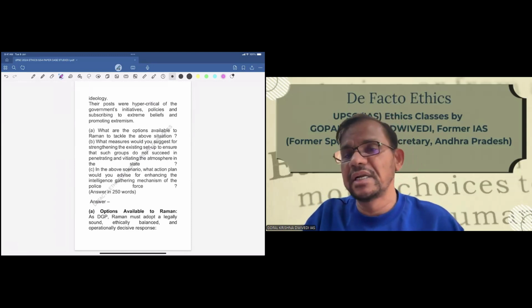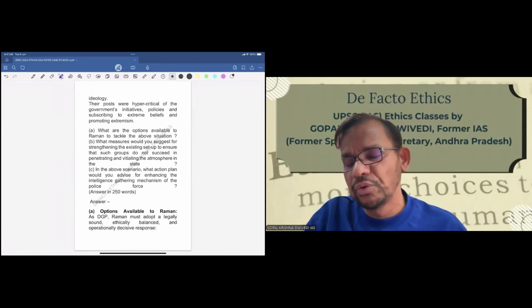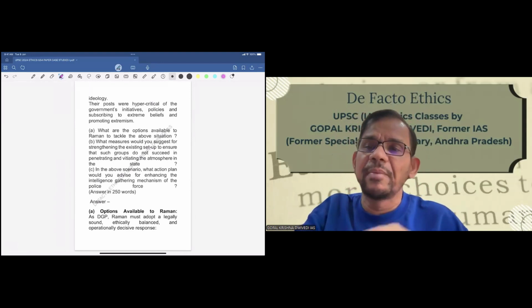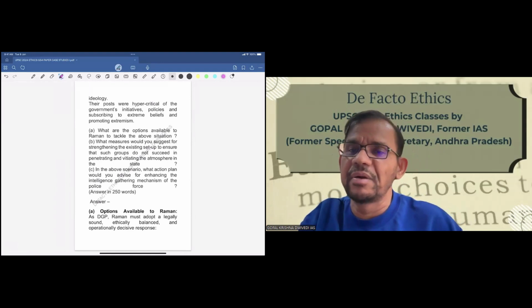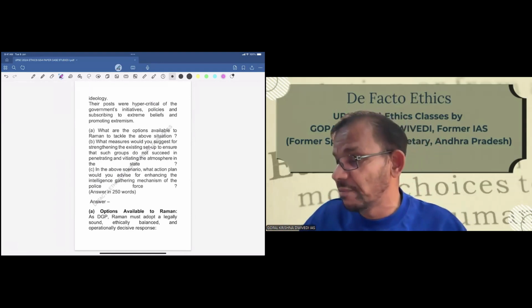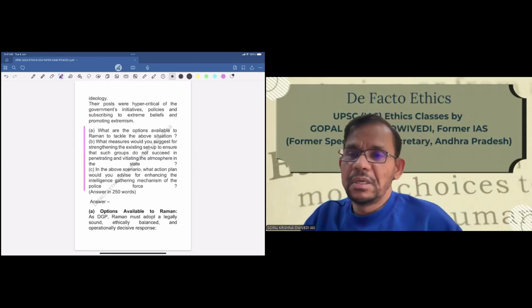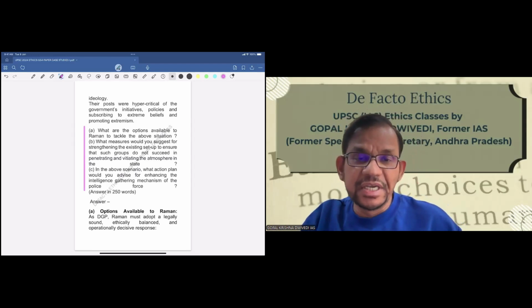Now, this is the case study regarding recruitment of unemployed youth by extremist organizations, and you are a senior police officer of the state. What will you do? So now, what are the questions? Now, let us see. A, B, C, three questions are there. So roughly 7 marks, 7, and 6 marks each.